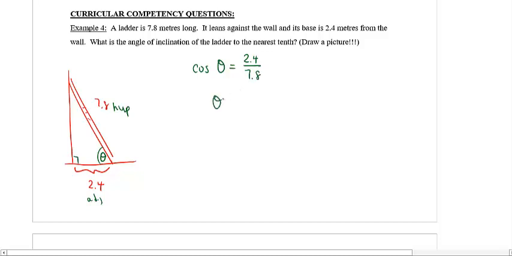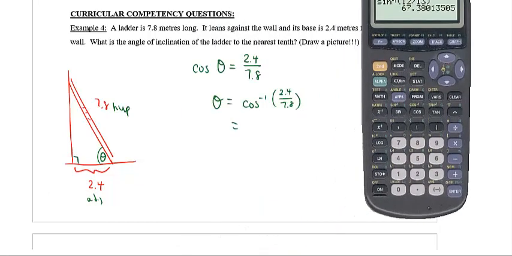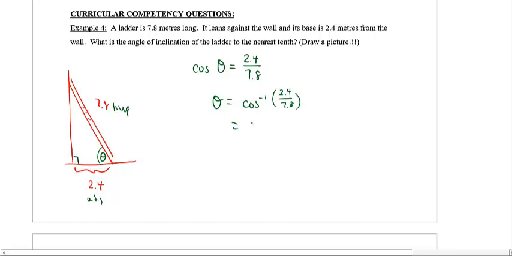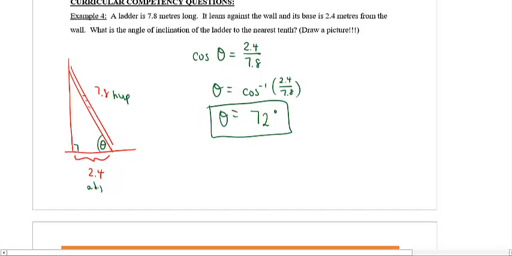Don't be afraid of decimals. The calculator is your friend in this unit. Cosine inverse of 2.4 divided by 7.8. Close the bracket. 72 degrees. That's pretty steep, but the right answer. Okay, alright, turn the page. One last one.